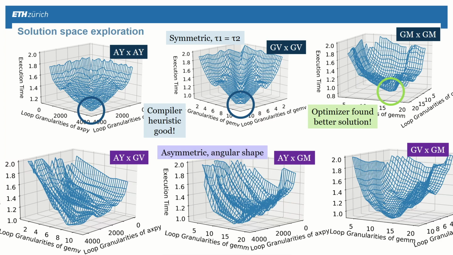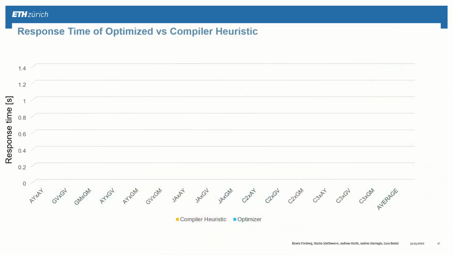Looking at the asymmetric scenarios, we see that the plots now have an angular shape, and the reason for this is that we find local optima where the computation time of one overlaps a little bit better than the surrounding points with the memory phase of the other task. In all of these cases, we are able to find a better solution by reducing the interval sizes of one of the benchmarks.